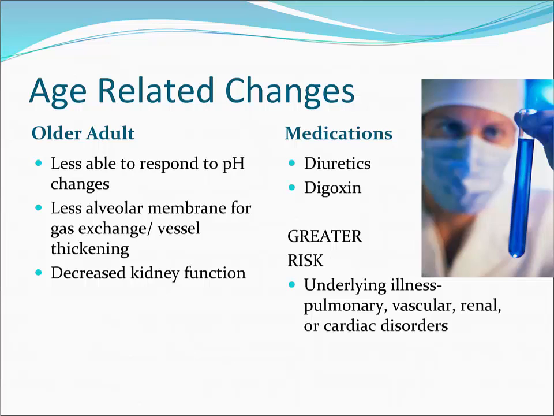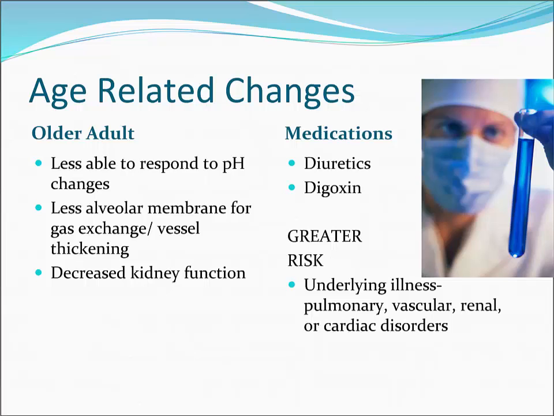Before we end this introduction portion of the presentation, I just want to consider some age-related changes with older adults in particular. Many times the elderly are less able to respond to pH changes. This is for a variety of reasons. Many times they have less alveolar membrane for gas exchange or vessel thickening, especially if they have concurrent health issues, respiratory in particular.